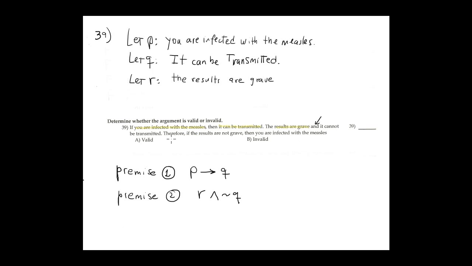After that you see the word therefore. Therefore indicates a conclusion, and in symbolic language it is indicated by the three-dot symbol. Therefore, if the results are not great, then you are infected with measles. This is again an if-then conditional, and the condition, the results are not great, is the negation of R, then P. This is the symbolic language of our problem.